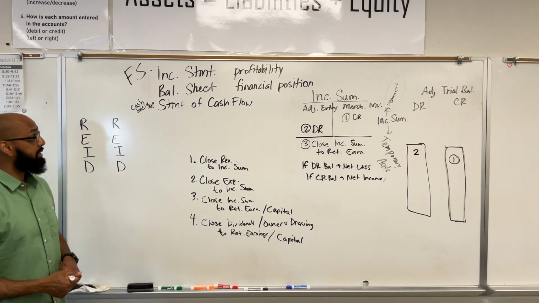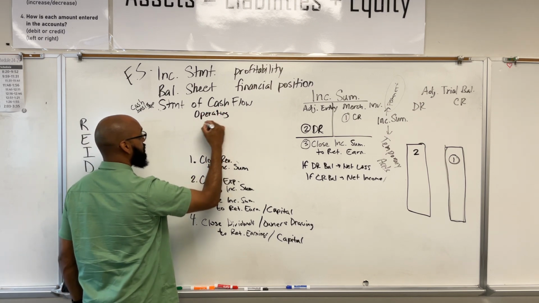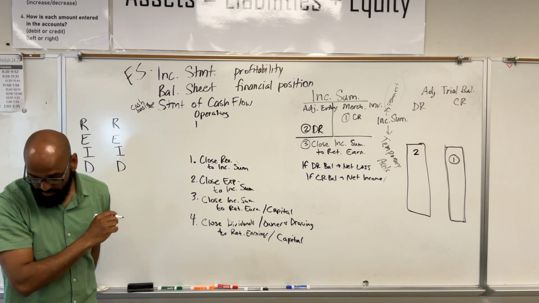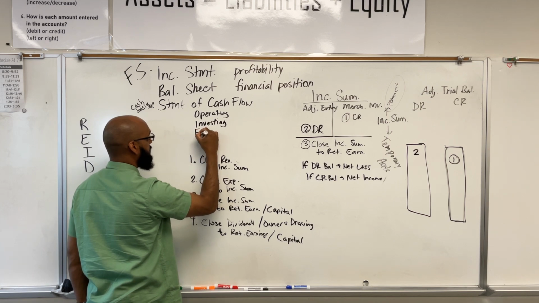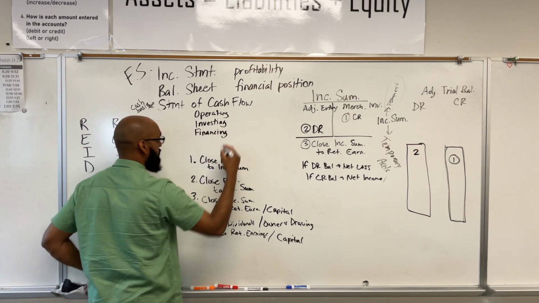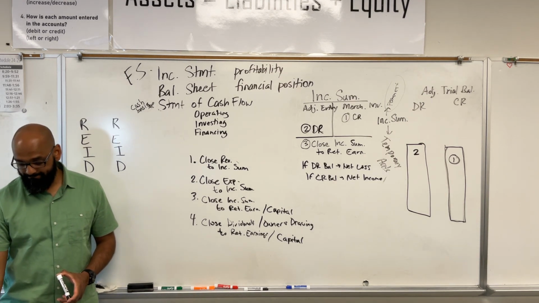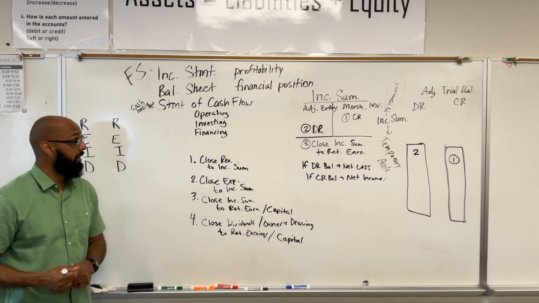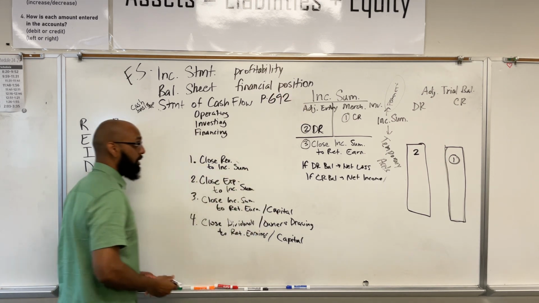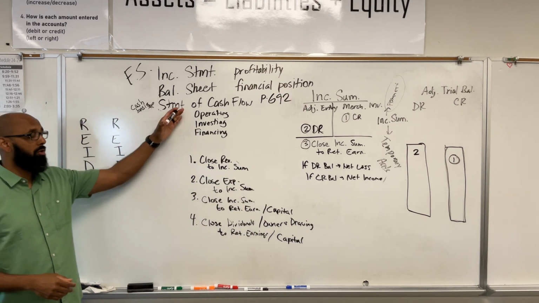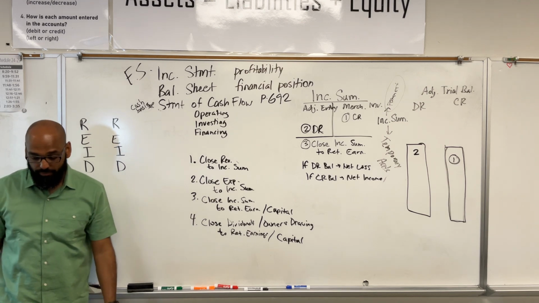Remember, with the statement of cash flows, there were three sections. We had our operating cash flows, our investing cash flows, and our financing cash flows. So inflows and outflows of cash. This is summarized on page 692 of your text. When you're studying, refer to page 692, where there's a really helpful chart summarizing these three different parts of the statement of cash flows and what falls into them.